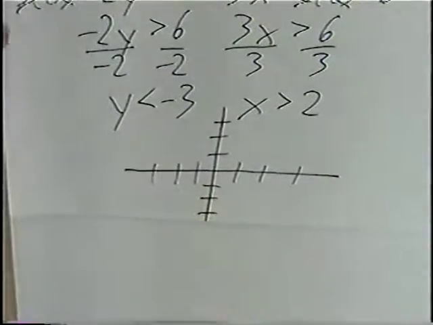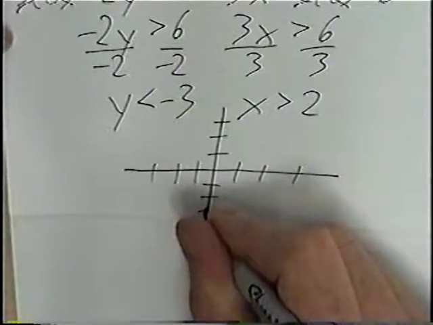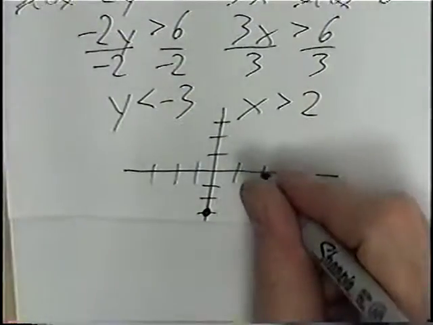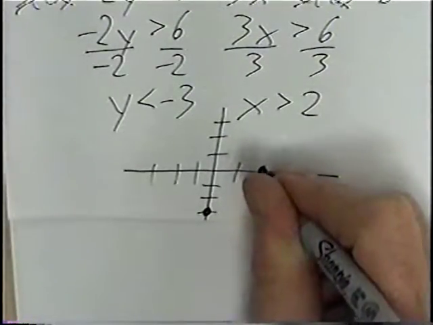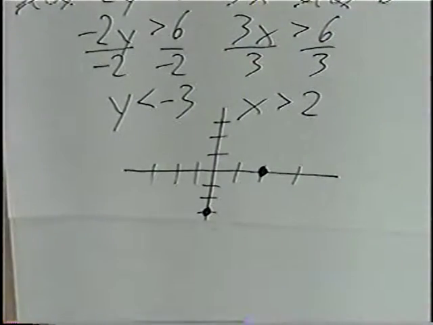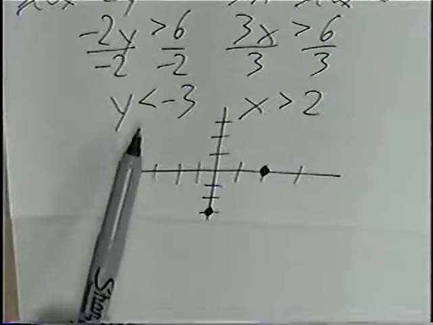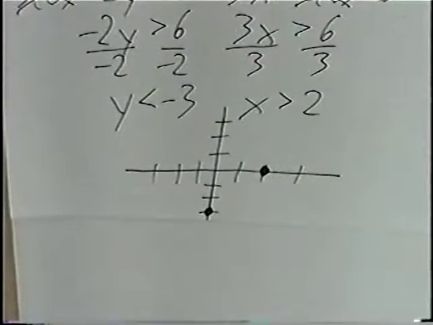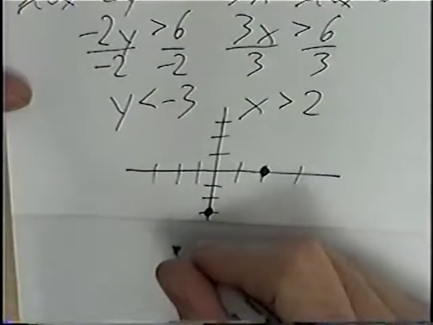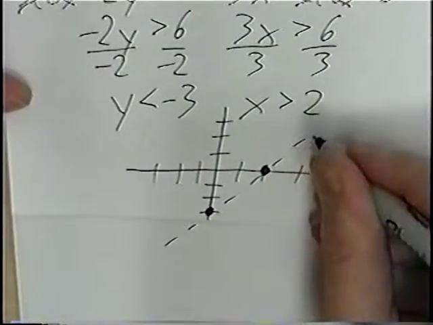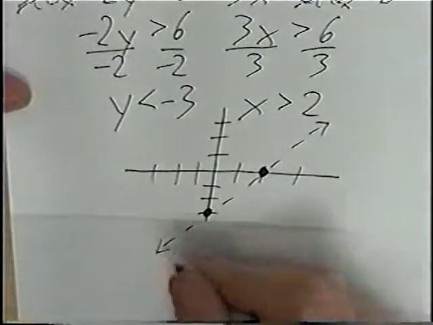Our y-intercept is at negative 3, so we can put a point at negative 3 on the y-axis, and our x-intercept is 2, so we can put a point at 2 on the x-axis. Connecting these points, we do have an inequality. The inequality is not equal to. The original inequality was greater than. If the inequality is not equal to, it means we'll have a dashed line instead of a solid line.